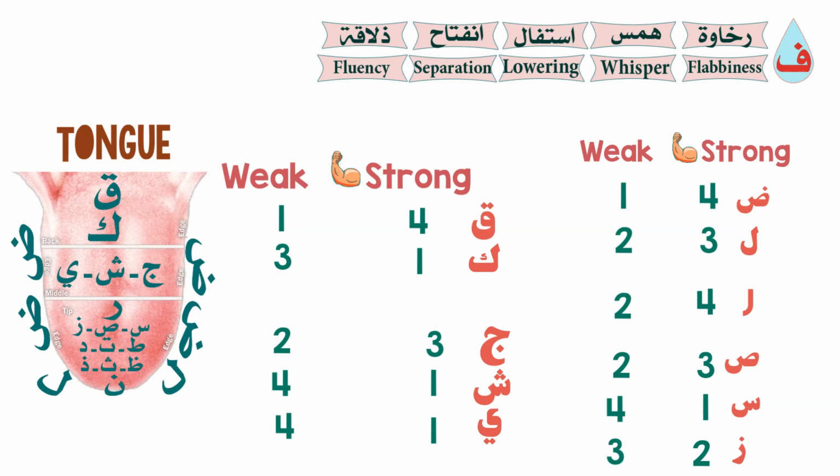And now we will move to the next minor articulation point in the tip of the tongue for the ta, the tha, and the dal. So far, every letter has a mix of strong and weak characteristics. The strongest, as we can see, are the qaf and the dad, with four strong characteristics for each.